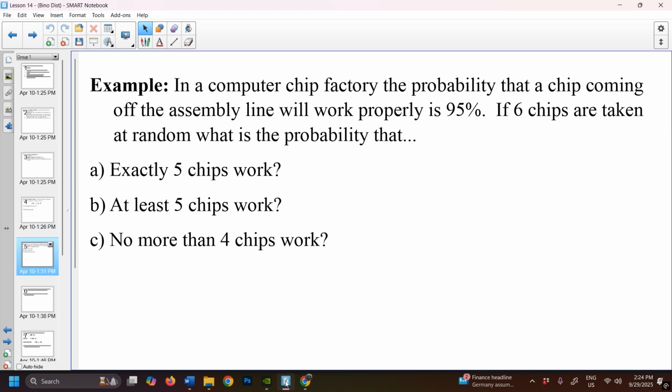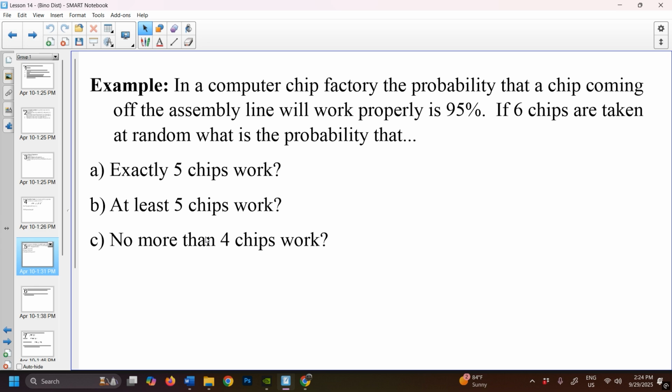Okay, this is the Desmos version for the examples in lesson 14, binomial distribution. So our example here, in a computer chip factory, the probability that a chip coming off the assembly line will work properly is 95%. If 6 chips are taken at random, what is the probability that A, exactly 5 chips will work, B, at least 5 chips will work, and C, no more than 4 chips will work?